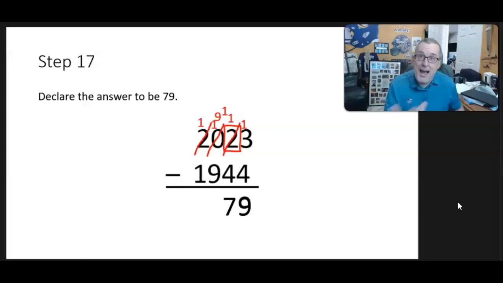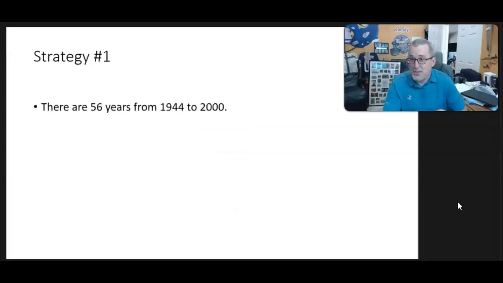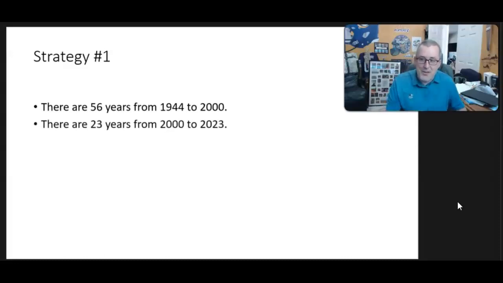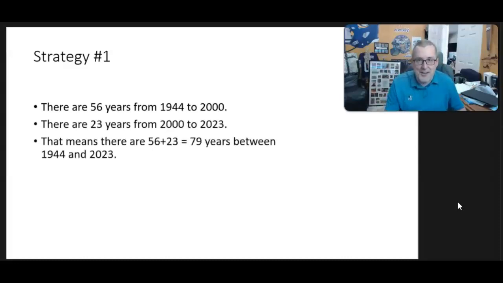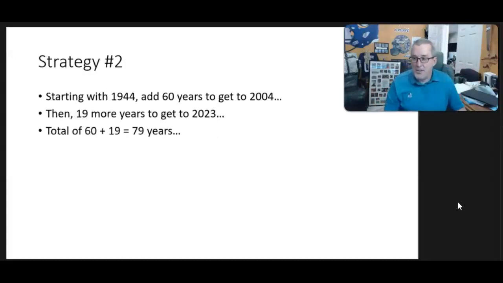And in fact, when asked, I've done this a lot of times, I've seen lots of strategies, I've collected some of them, and maybe on the night of this parent night, we'll see some of these strategies emerge. Here's one strategy. Sometimes people start at 1944, and they can get to 2000. They can see 56. Like 50 would get you to 1994. 6 more gets you to 2000. They can see the 56 years getting you to 2000, and then the 23 would be another 23 years, give a total of 79. So they're kind of like counting up from 1944 to 2023.